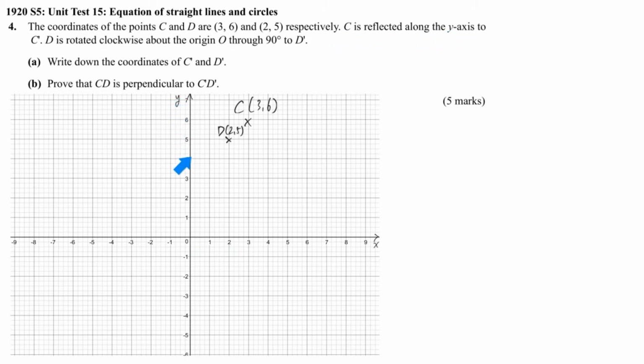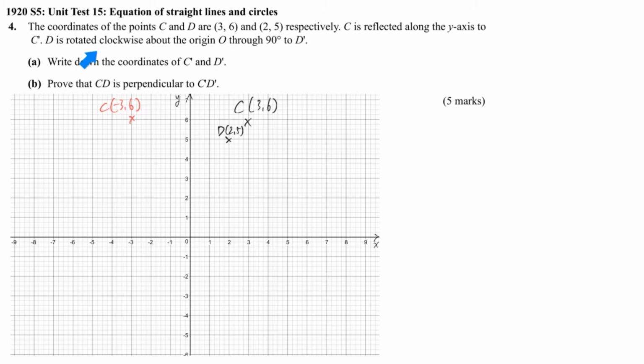That means our mirror is the y-axis, and C is reflected along this mirror. So from the right hand side, it will jump to the left hand side. Originally, going right by 3 will become going left by 3. So that's the position for the image of C. The coordinates are -3 and then 6.